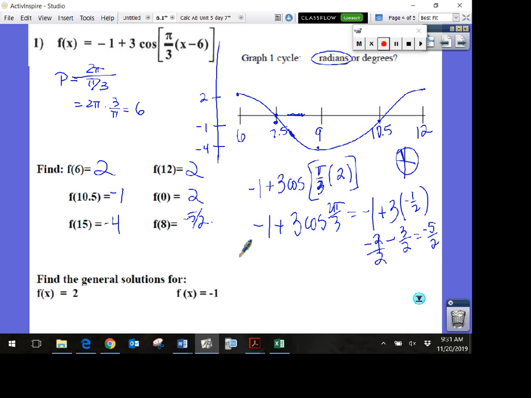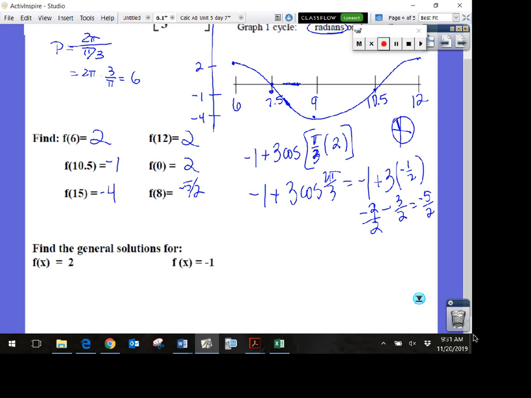The other part of that is the general solutions. That's the new part. So we want to find the general solutions, could just be one, could be more, for the function equals 2. So notice the difference. The function equals 2, or f of 6 equals what? There's a difference right there. Be sure you know the difference between the two.